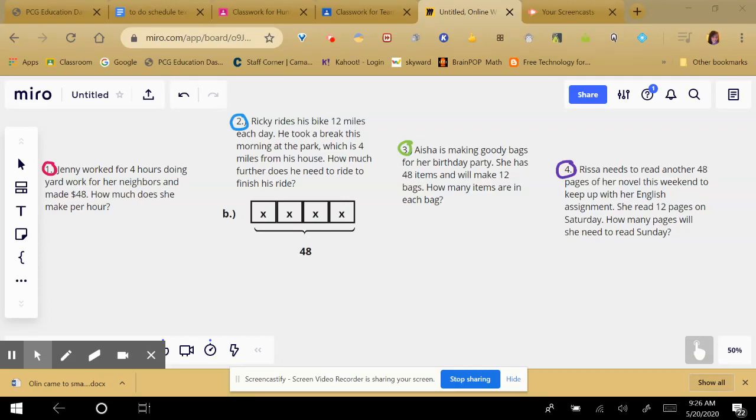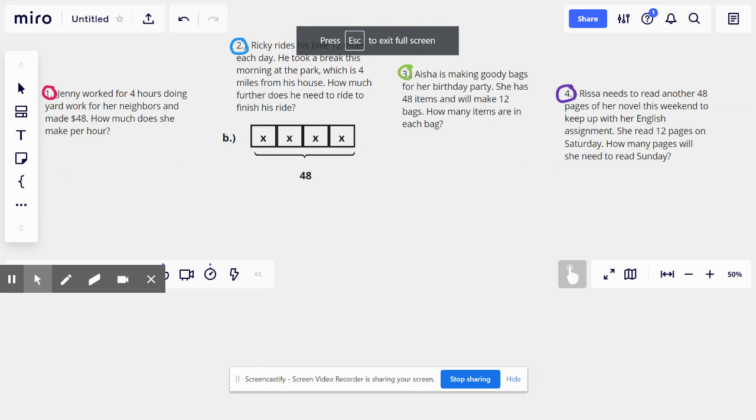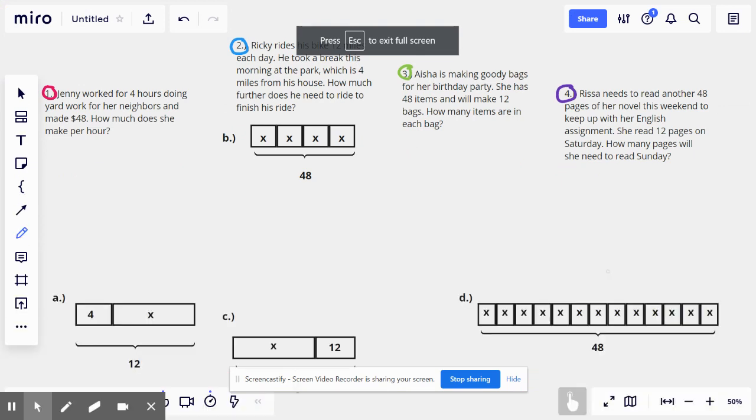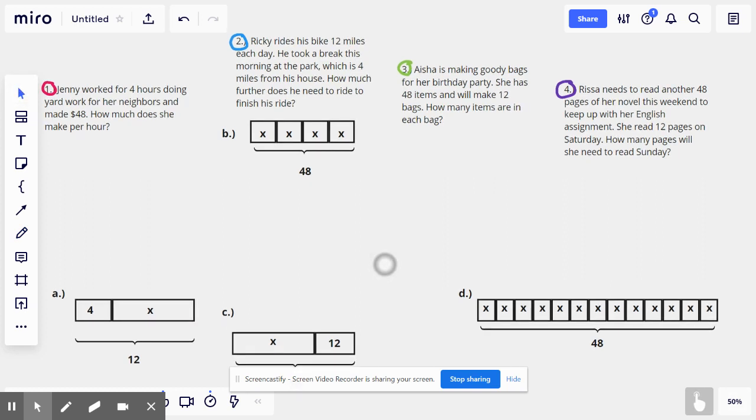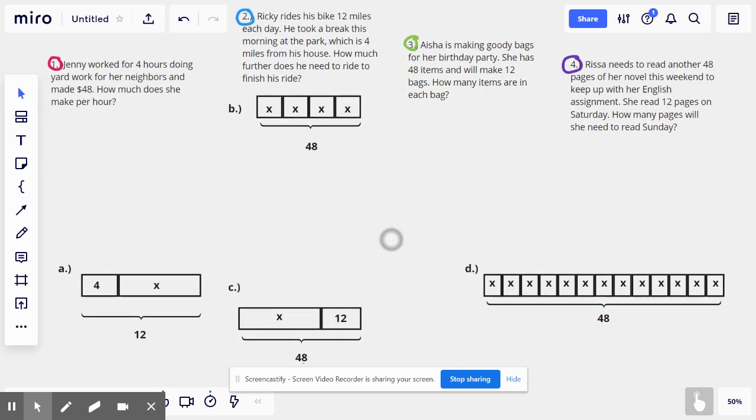Okay, guys, today we are going to put some things together. So we've been working on equations and tape diagrams. Of course, we've done word problems as we've gone through all the concepts this year. And so today what we're going to do is put some of those things together.